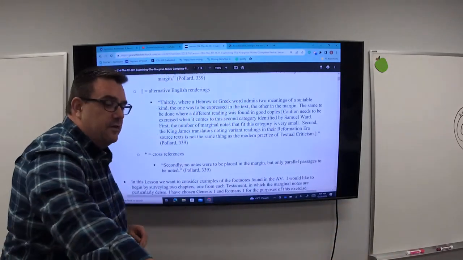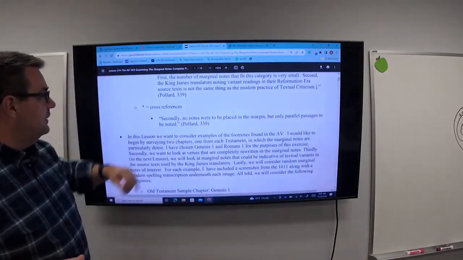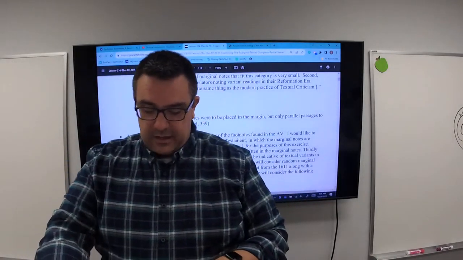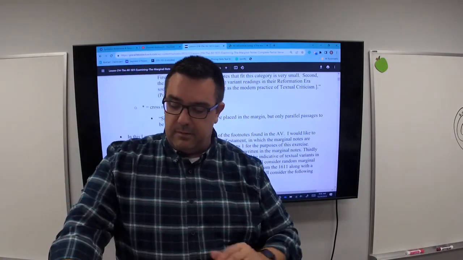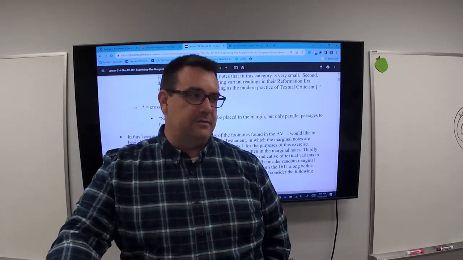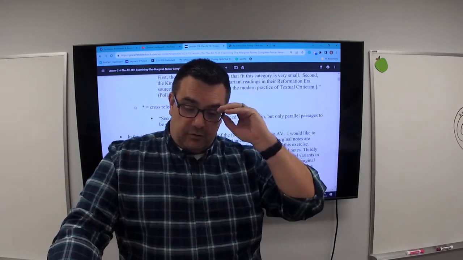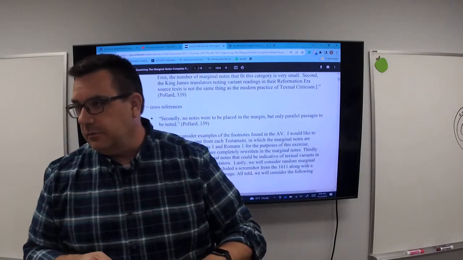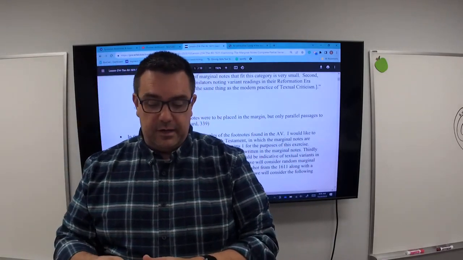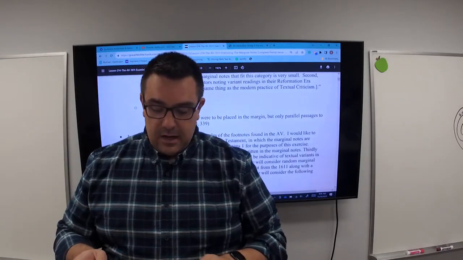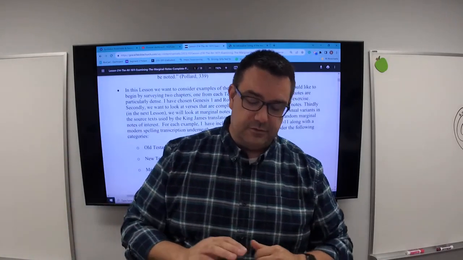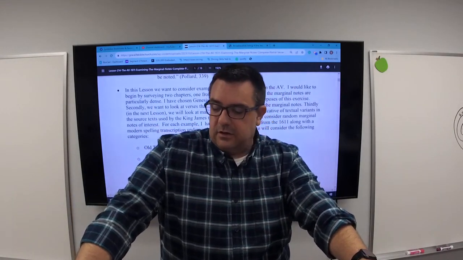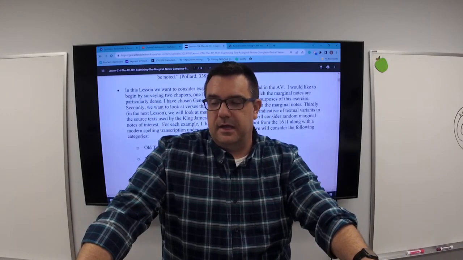And then thirdly, we have the asterisk, which was used to signify cross-references, and what Samuel Ward said about that: secondly, no notes were to be placed in the margin, but only parallel passages to be noted. So you have the three functions of the marginal notes. Literal translations with the dagger, alternative English readings with the double vertical lines, and an asterisk for cross-references. So in this lesson, we want to consider examples of footnotes found in the AV.